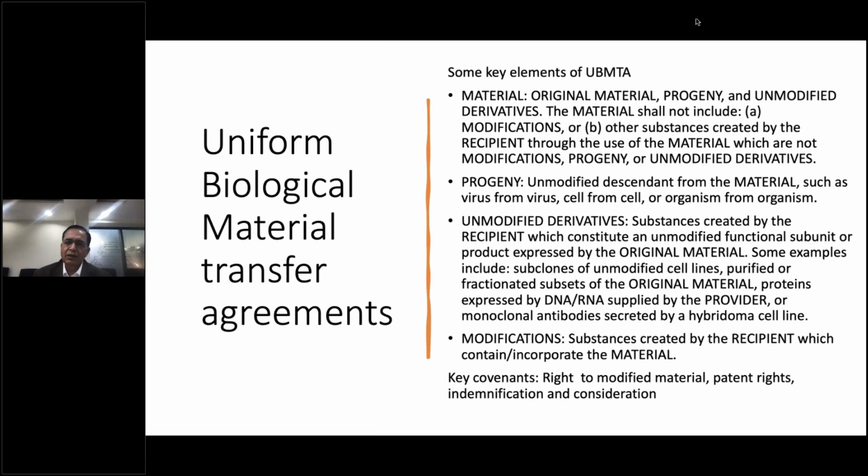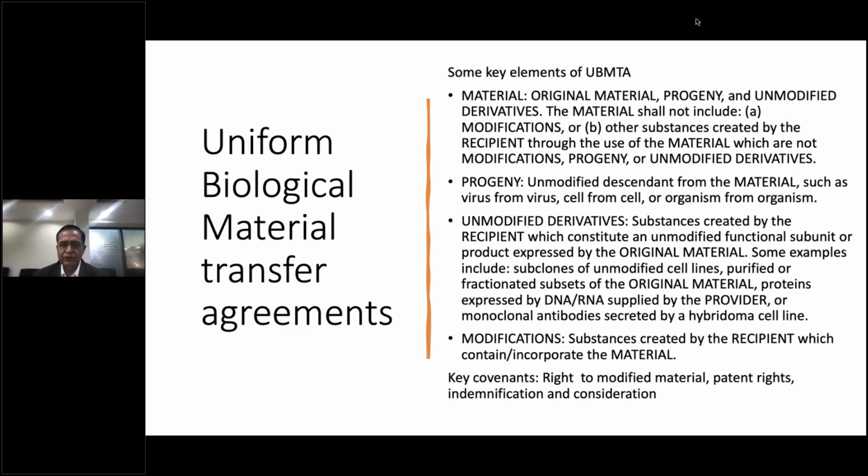Now, some time ago, in '94 or so, institutions got together and developed, with NIH taking the lead, a uniform biological material transfer agreement, UBMTA. That really became one of the model agreements for transfer of material inter-institution between public institutions. Again, the original material, or the progeny or unmodified derivatives are covered in that, but the modifications are not really granted access there. Unmodified derivatives are also not really granted access there.